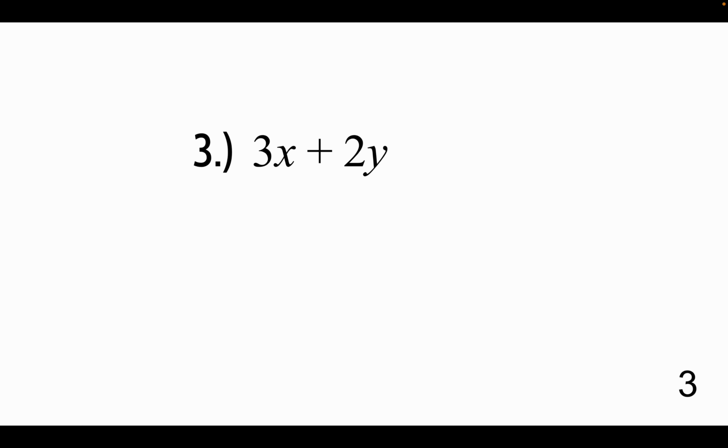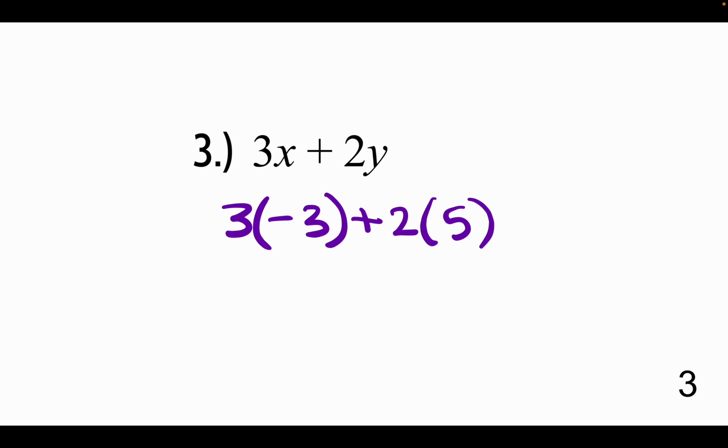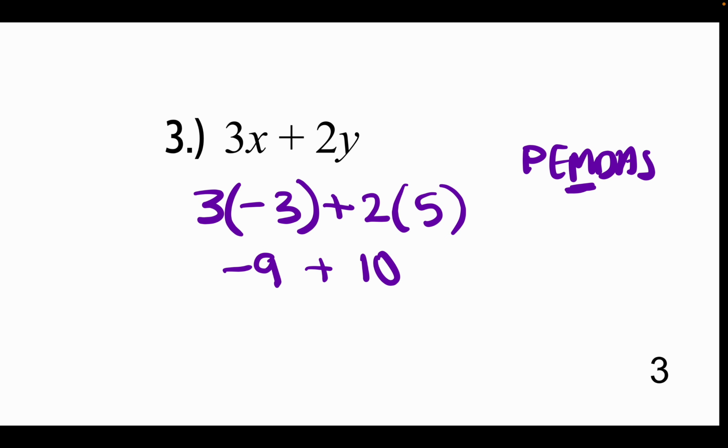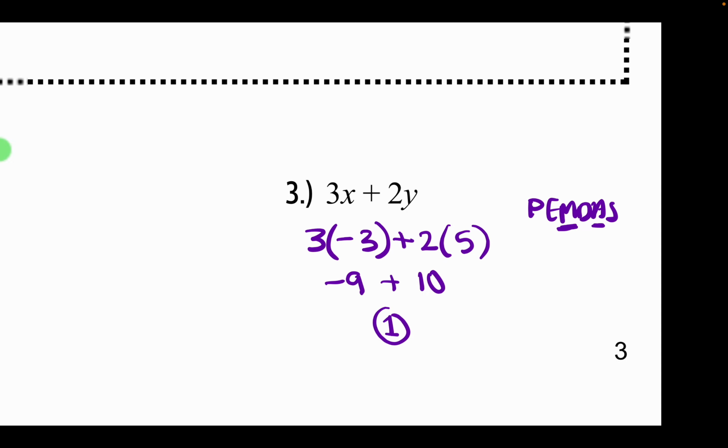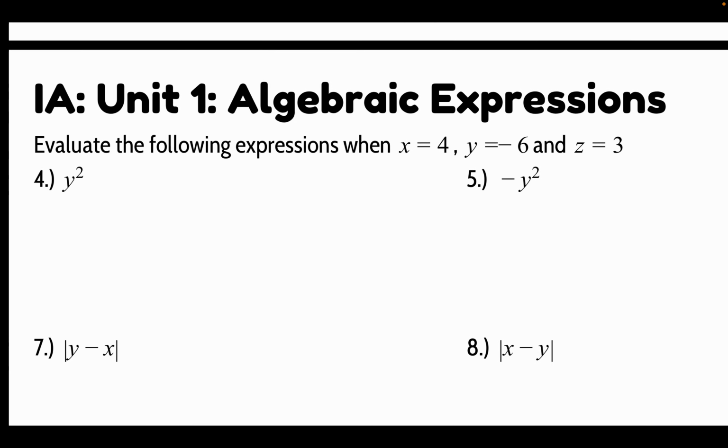Our next one, so we're plugging in, so we have 3 and then parenthesis -3 plus 2 times parenthesis 5. So 3 times -3 is -9, and then 2 times 5 is 10. So just remember our order of operations. So it's PEMDAS. So we had to do our multiplying first, and now we can do our addition. So -9 plus 10, that is just 1. Okay, flip the page. A couple more examples.